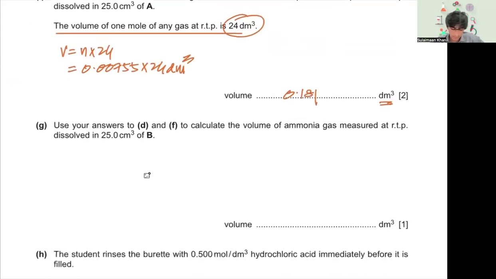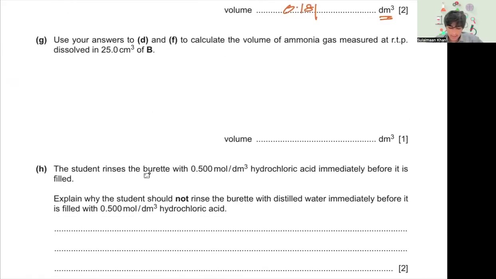Yeah, pretty easy, huh? Use your answers to D and F to calculate the volume of ammonia gas, measured at room temperature and pressure, dissolved in 25 cm cube of B.